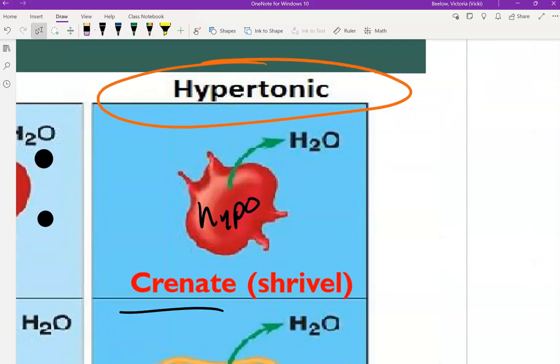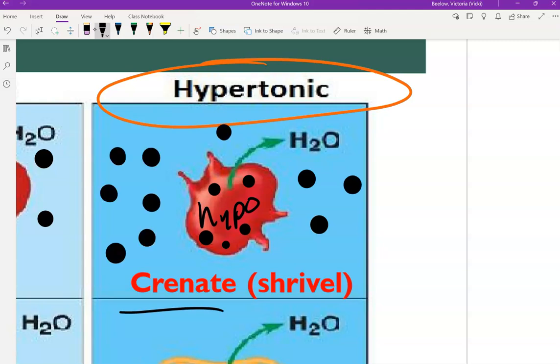If you put the cell into a hypertonic environment, so let's say there's 5 inside and 10 outside. So let's say the outside of your cells has a lot of solute, a high concentration, like you drank salt water or something. Water's going to want to move towards hypertonic, which is the outside of the cell, and that means the inside of the cell is, in comparison, hypotonic.